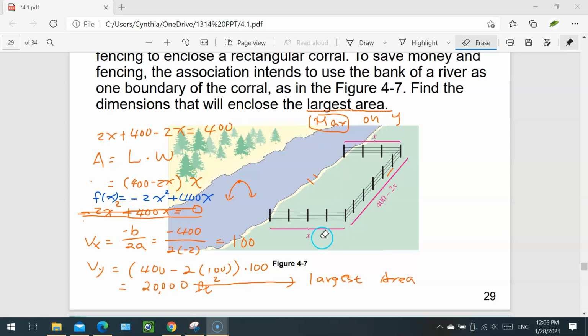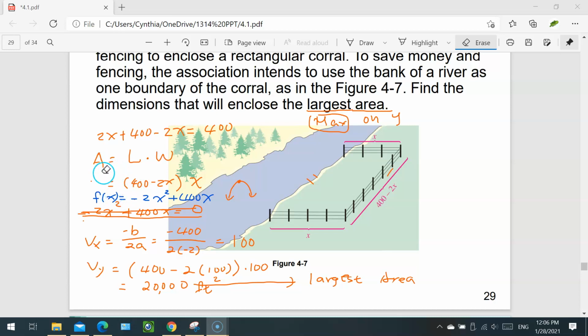This is the last video of your section 4.1. From the previous video, I did this work. In this part, I want to edit it. It's not necessary to write the function, the quadratic function, set equal to 0.